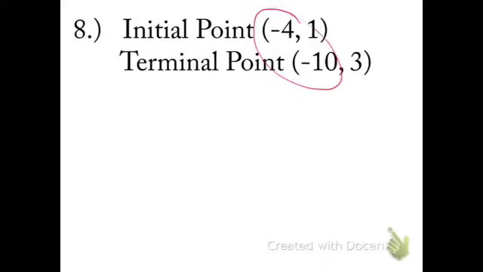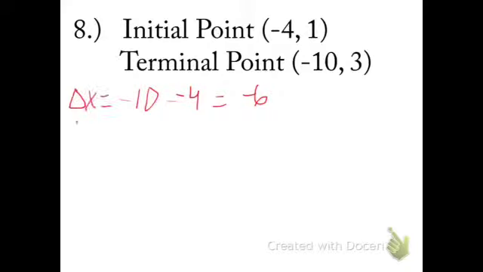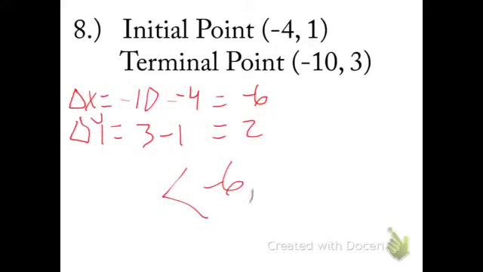This one, if you're going from negative 4 to negative 10, negative 10 minus negative 4 is going to be negative 6, so there's your change in x. The change in y is going from 1 to 3, so you do 3 minus 1, that's a change of 2. And so your vector is negative 6, 2.